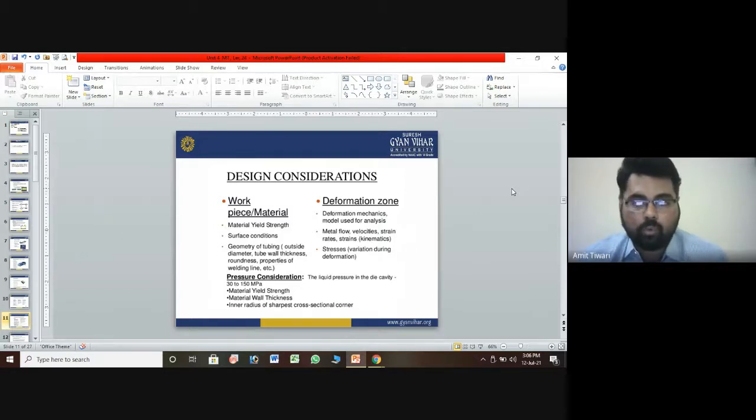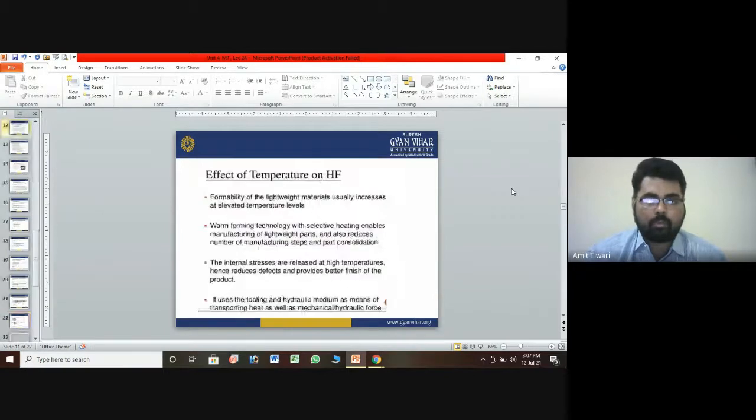Second is the metal flow velocity, strain rate or strain. With the help of kinematics, you can also identify the stress distribution zone. So these are some of the techniques we adopted for this.